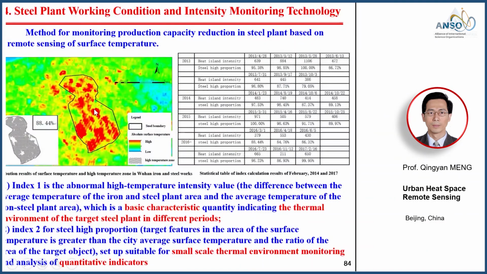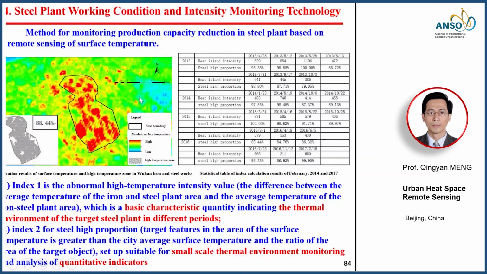Index 1 is the abnormal high temperature intensity value, the difference between the average temperature of the steel plant area and the background temperature, the average temperature of the non-steel plant area, which is the basic characteristic quantity indicating the thermal environment of the target steel plant in different periods.